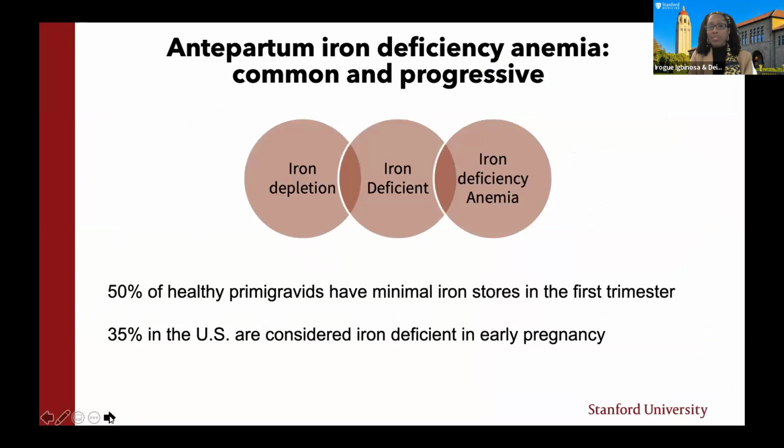And so I think of it as a spectrum. There's iron depletion, then you lose your iron stores, one becomes iron deficient, and then there's iron deficiency anemia. 50% of healthy primigravidas, in terms of first-time pregnant moms, have minimal iron stores in the first trimester. And 35% in the US are considered iron deficient in early pregnancy.